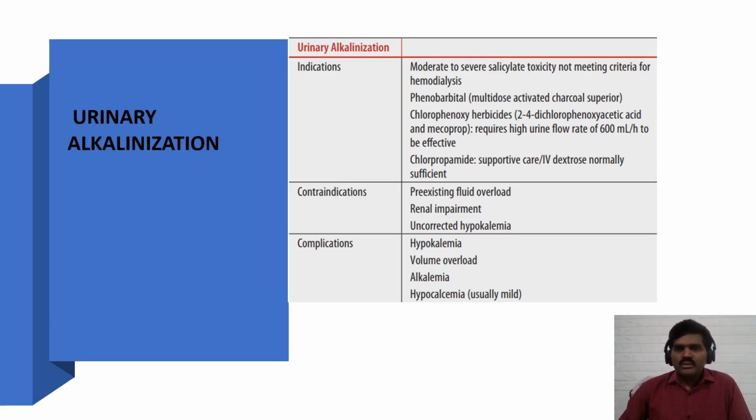Phenobarbital and chlorphenoxy herbicides, 2,4-dichlorophenoxyacetic acid and mecoprop, require a high urine flow rate of 600 ml per hour to be effective. Chlorpropamide: supportive care and IV dextrose are normally sufficient. Contraindications: pre-existing fluid overload, renal impairment, uncorrected hypokalemia. Complications include hypokalemia, volume overload, alkalemia, and hypocalcemia, which is usually mild.